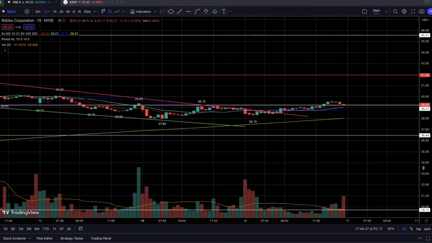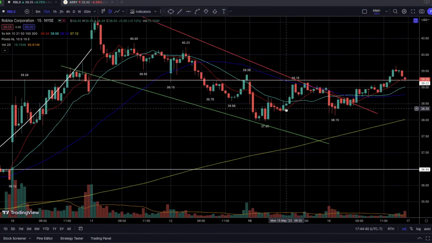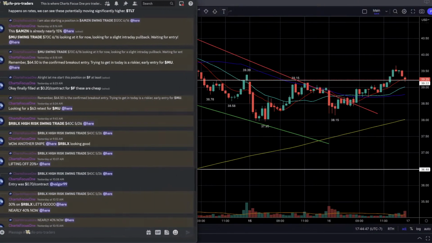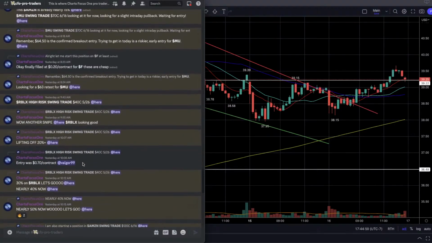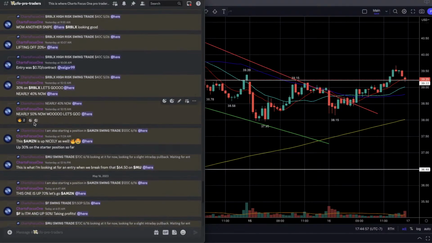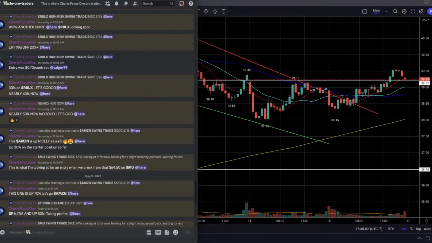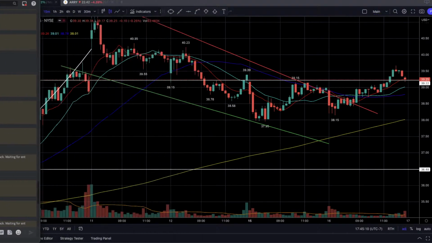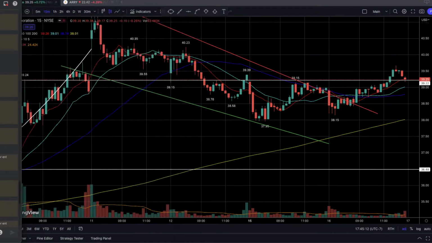And so if you go back to the 15-minute time frame, we're able to see a huge increase in buying volume yesterday, right? And that's when we were up. If you go back on the Discord here, we lifted off to 20%, then 30%, 40%, and then we hit 50% at 10:15 a.m. And the entry for that specific contract was at $70, or 0.70 cents per contract. All you guys need to do is times that by 100.